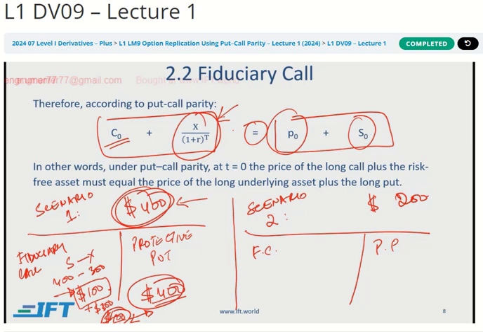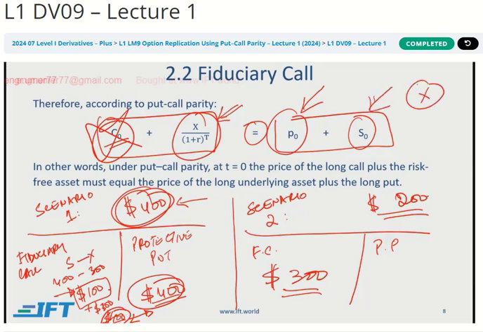Let's look at scenario 2. If it goes to $200, naturally your call option will expire out of the money, so that will be useless. And this zero coupon bond is again going to give you the face value of 300. So in scenario 2 you will be left with $300 with the fiduciary call. Your protective put is going to help you sell this asset at a strike price of $300. So you have the right to sell at 300. So here also you will be able to get $300, which is equal to each other. So here 400 is equal to 400, here 300 is equal to 300.